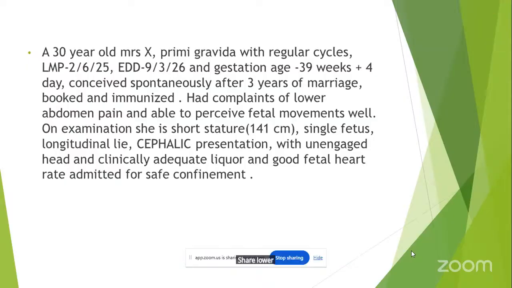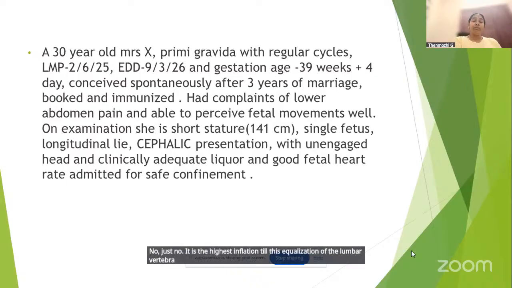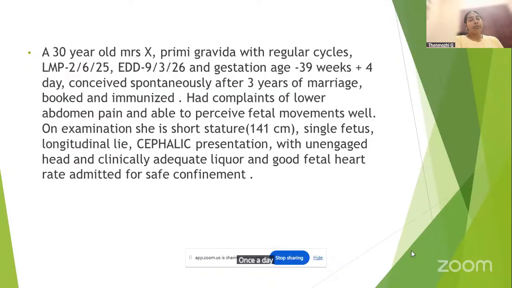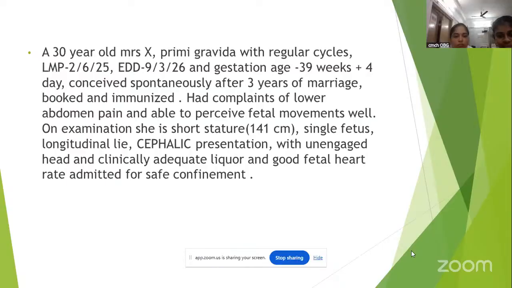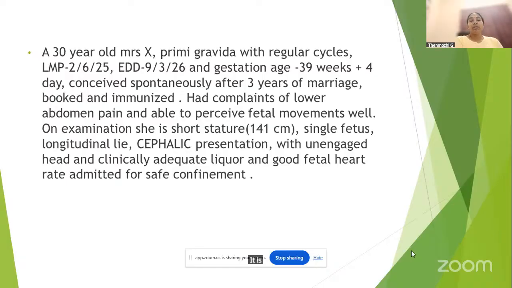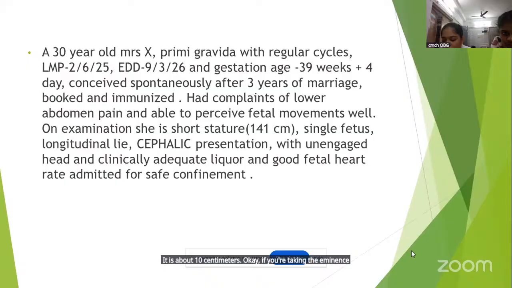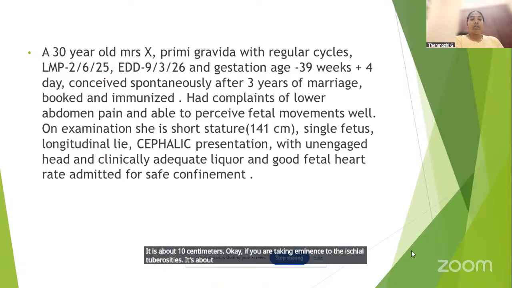No, it is not shallower. It is the high assimilation pelvis. Sacralization of the lumbar vertebra is there. What is the depth of the pelvis? How is it assessed? What is the length of the depth of the pelvis? It is about 10 centimeters, from the pectineal eminence to the ischial tuberosities. The baby has to go through only 10 centimeters.